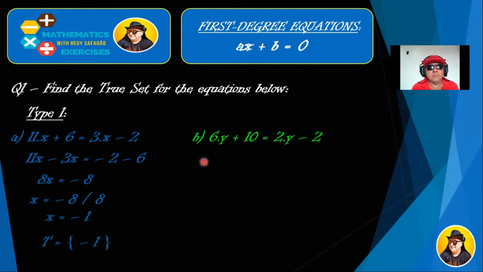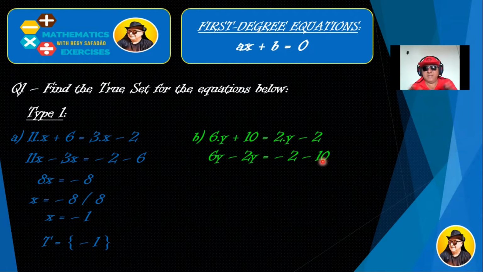And next, question B. So I have 6y plus 10 equals 2y minus 2. Let's organize them into families. So I'll do this: 6y minus 2y. Why? Because it was positive 2y, now it is negative 2y. And here, positive 10, now it is negative 10.